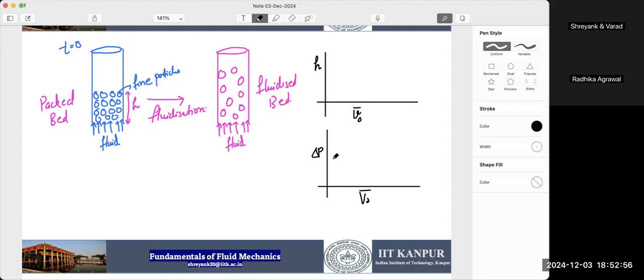So initially what happens when you are applying a pressure difference? As you are increasing the velocity, there is an increase in the pressure drop across the bed. So across this bed, there is a pressure drop between here and here. So there is a constant increase in the pressure drop. But there is almost negligible change in the height till some pressure drop.